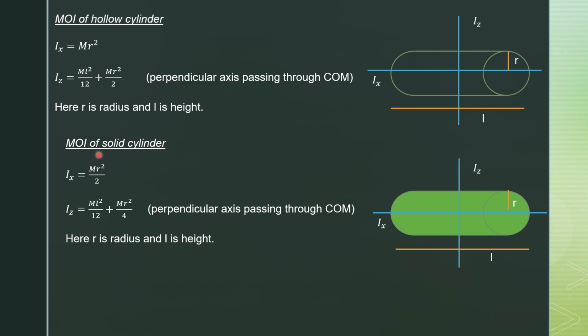Then moment of inertia of solid cylinder. So for solid cylinder, Ix is equal to mr² by 2, which is equal to the moment of inertia of disk about its perpendicular axis. Then Iz is equal to ml² by 12 plus mr² by 4, where we can relate it with the moment of inertia of a rod and a disc about its diameter. So here R is the radius and L is the height of the solid cylinder.